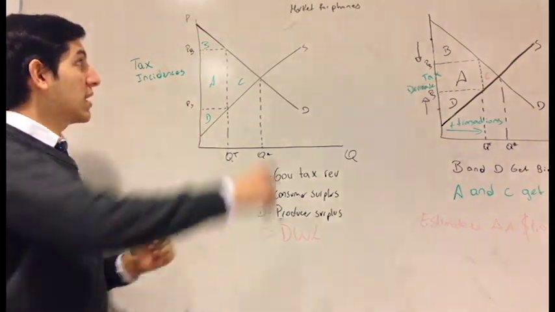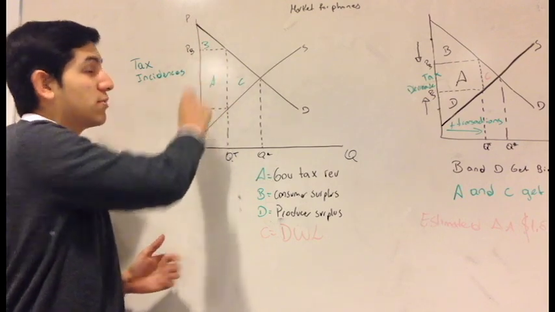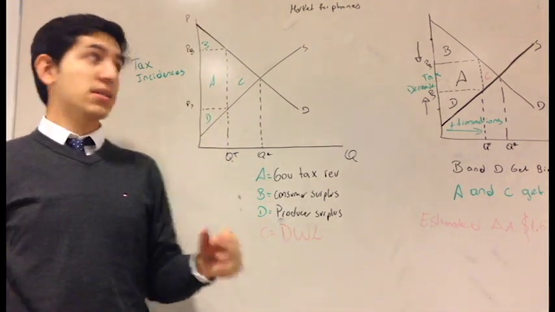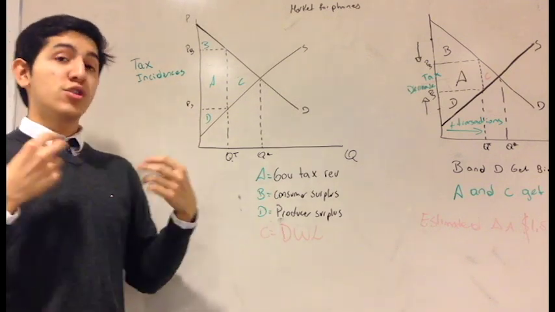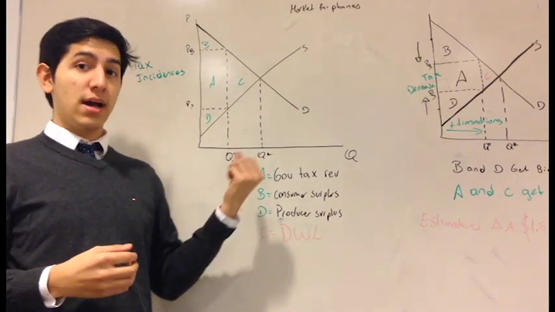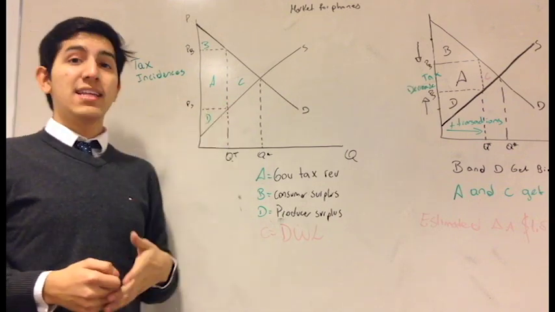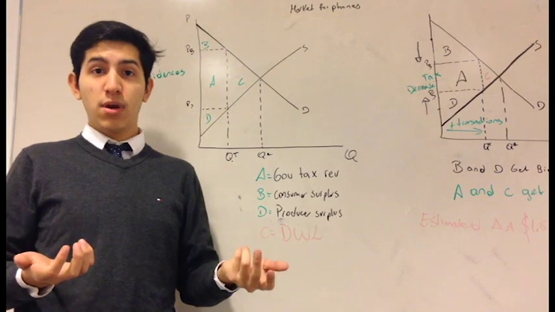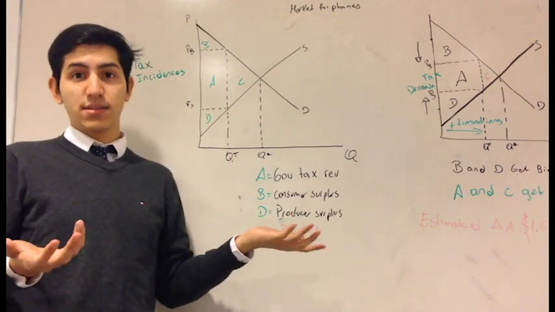Here, we see that this creates areas B and D right here. B represents the consumer surplus and D represents the producer surplus. Other two areas that are very important in this graph are areas A and C. A is just the government revenue, which represents how much money the government gets from the taxes.